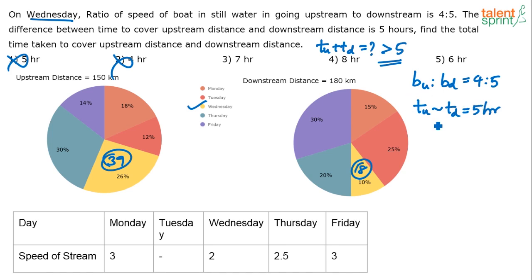So upstream 39 divided by, what is the day here? Wednesday, right? Wednesday, it is given as 2. So 39 by 4x minus 2, minus, let's say, 18 by 5x plus 2, right? Downstream is sum of the speeds.